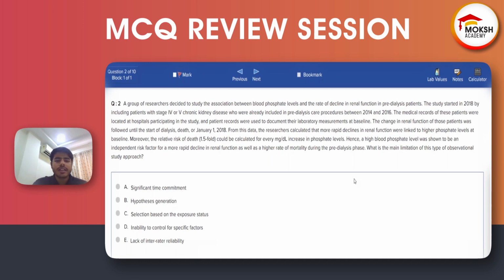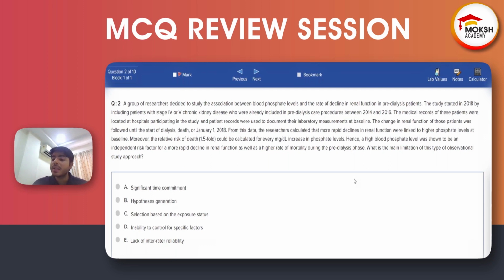From this data, the researchers calculated that more rapid declines in renal function were linked to higher phosphate levels at baseline. Moreover, the relative risk of death could be calculated for every milligram per deciliter increase in phosphate levels. Hence, a high blood phosphate level was shown to be an independent risk factor for a more rapid decline in renal function, as well as a higher rate of mortality during the pre-dialysis phase.